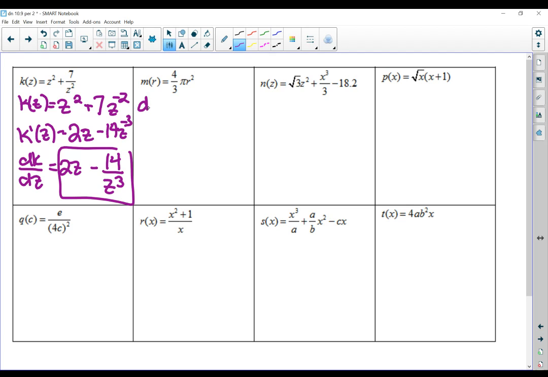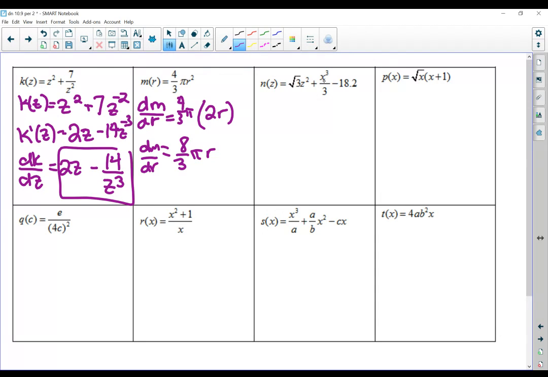If I want to take the derivative here, it'd be dm dr. Now that's saying r is the independent variable, so r is the variable here, which means 4/3 pi is just a constant. So if I think of the constant multiple rule, the derivative of r squared would just be 2r, which then if I clean that up, I'm going to get 8/3 pi r is dm dr.